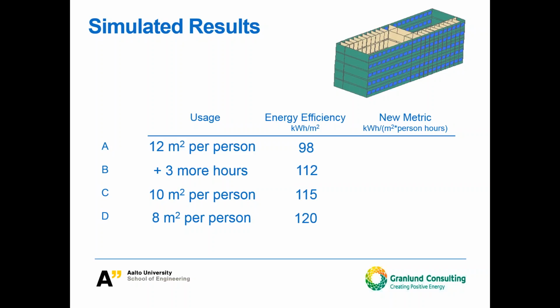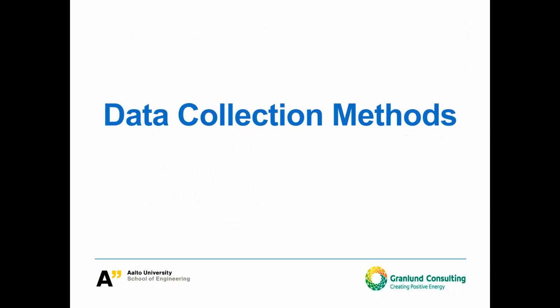So if we divide by total person hours per year, then we see that having fewer people in the building gets you 26 more, so it's a worse score. And again we see that the building types that are less full get a worse score. And this is where we want to go from a legal standpoint of measuring energy efficiency, and usage data and occupancy data becomes very important to that. So let's have a look then at some data collection methods.